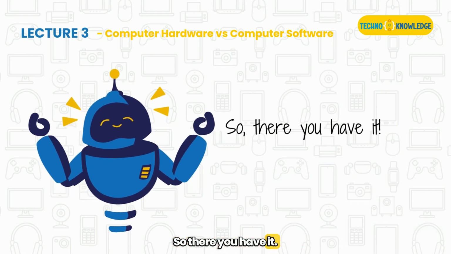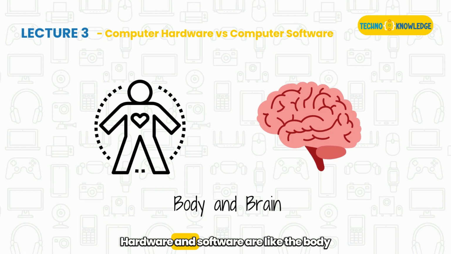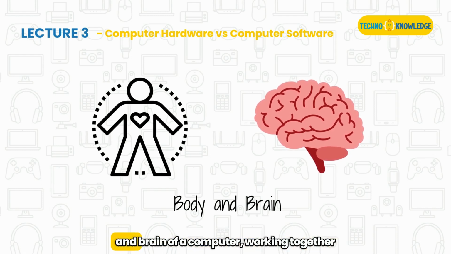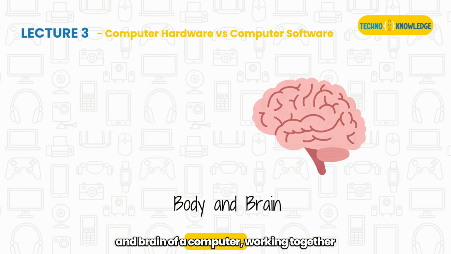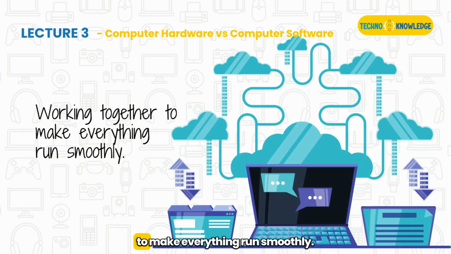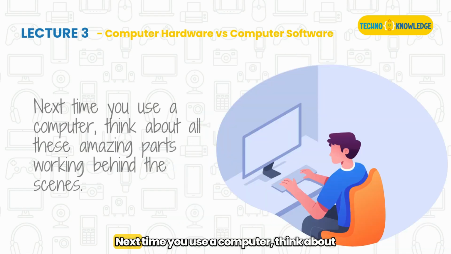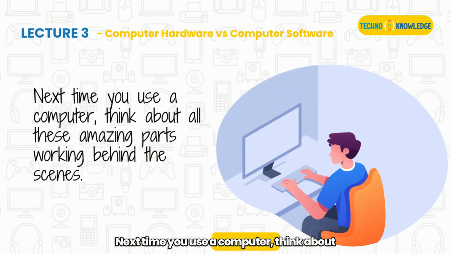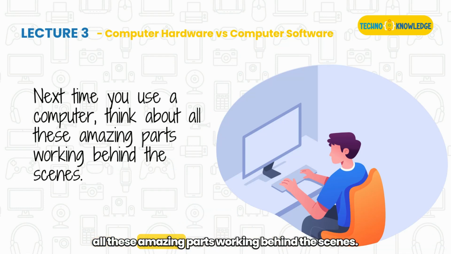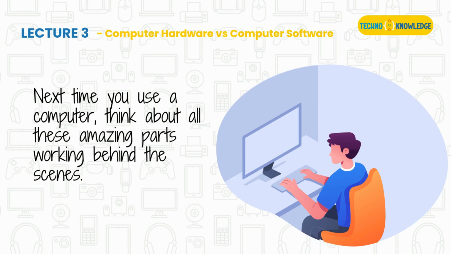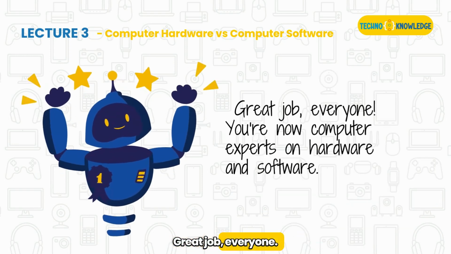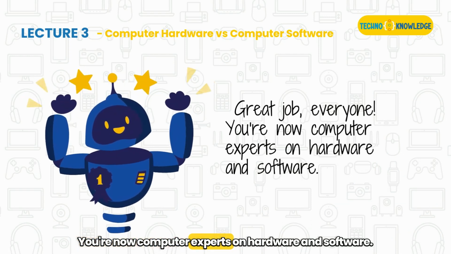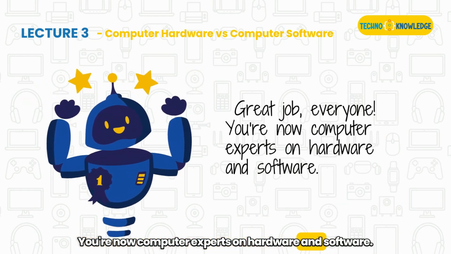So there you have it. Hardware and software are like the body and brain of a computer, working together to make everything run smoothly. Next time you use a computer, think about all these amazing parts working behind the scenes. Great job, everyone! You're now computer experts on hardware and software.